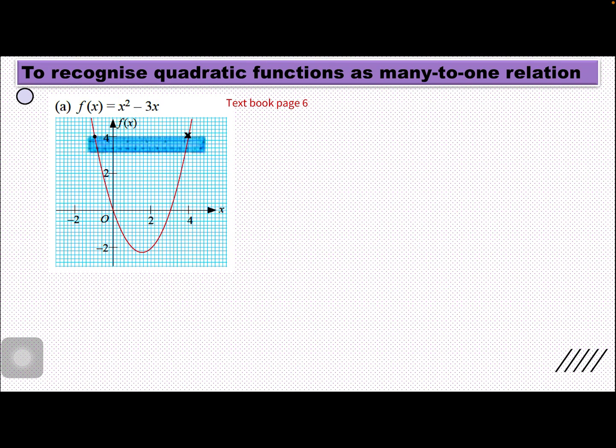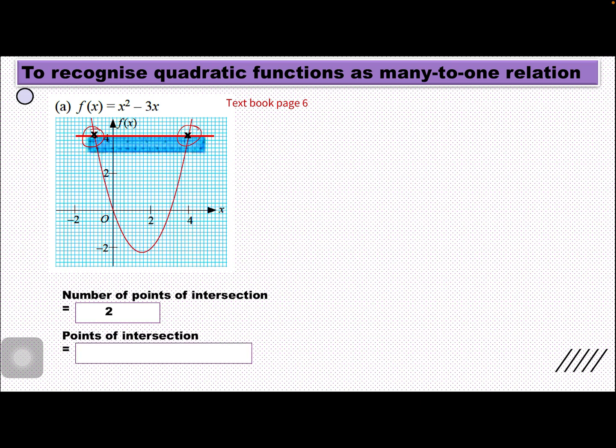Okay, next one. To recognize quadratic function as many-to-one relation. If you have the textbook, you can turn to page 6. If I draw a straight line there, what you see here is that the straight line cuts 2 points. One here and one here. What is the number of intersections? There are 2 intersections. What is the point of intersection? You have to read it yourself. So one is negative 1, 4. And another one is 4, 4.